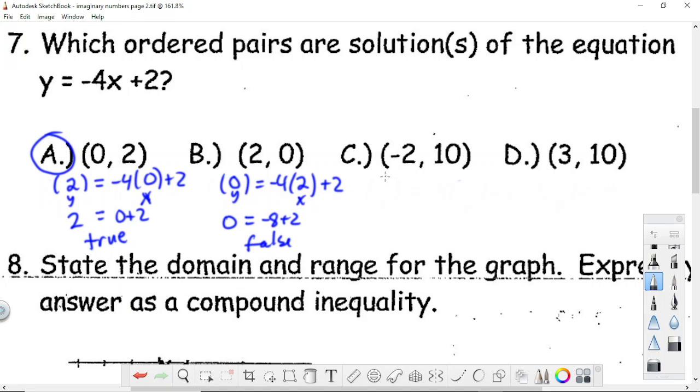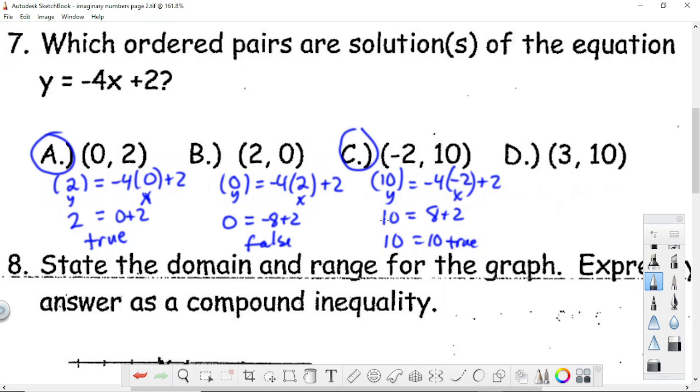Okay, the next one, y equals -4x plus 2. The y this time is 10. X is -2, so you have 10 equals -4 times -2. That's +8. 8 plus 2. So 10 equals 10, and that is true. So that's another one. That's true.